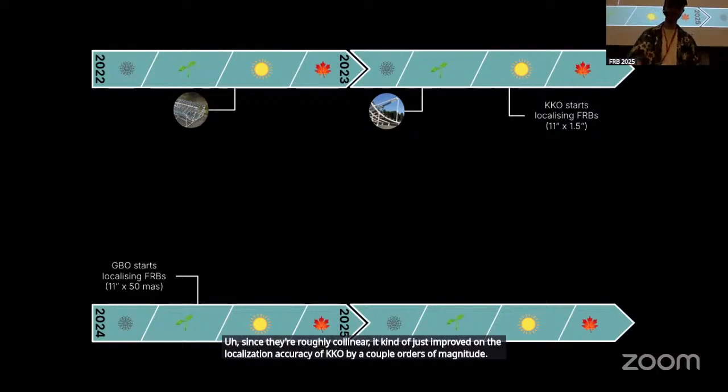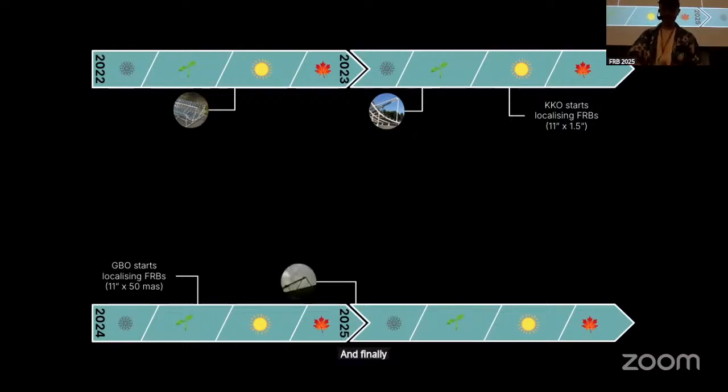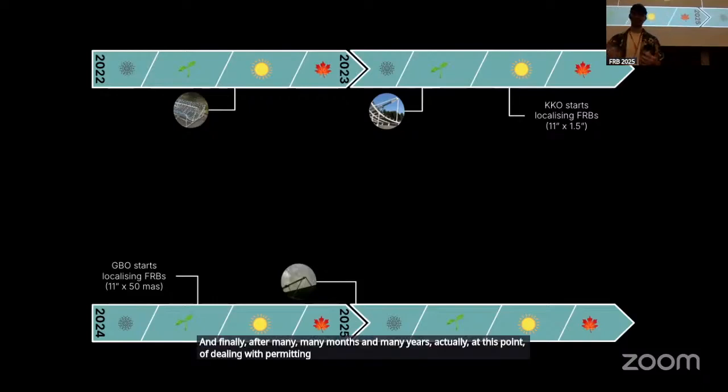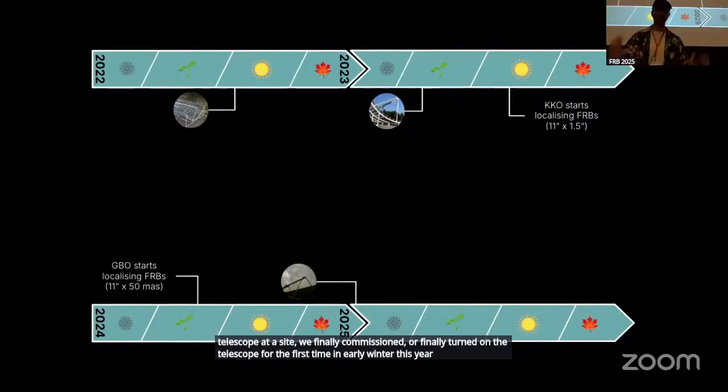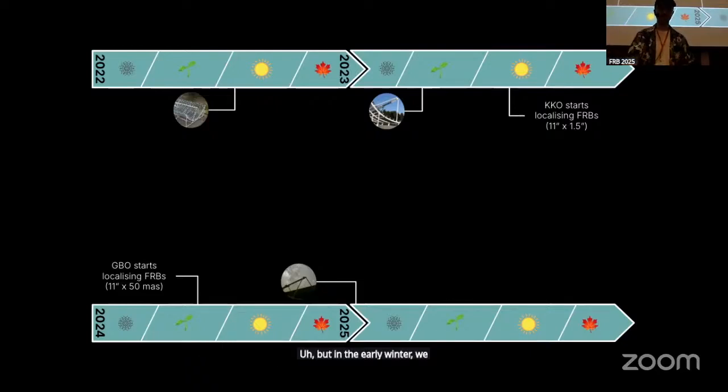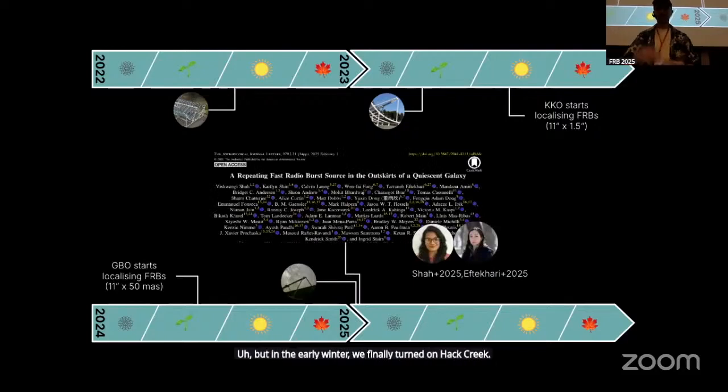And finally, after many months, and many years actually at this point, of dealing with permitting and the challenges of installing a new telescope at site, we turned on the telescope for the first time in early winter this year. We had various phases of analog and digital deployments, which I'll go into a little bit afterwards. But in the early winter, we finally turned on Hat Creek. Since then, we've started to see some of our initial science results come out.